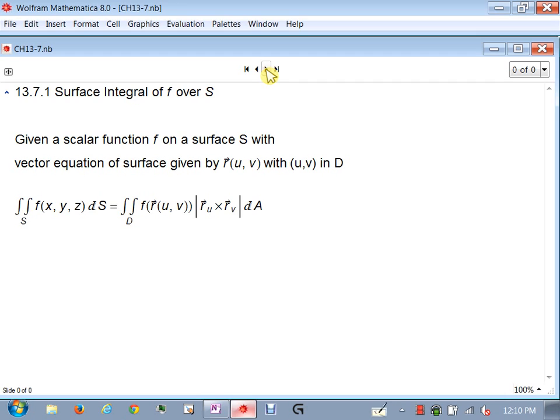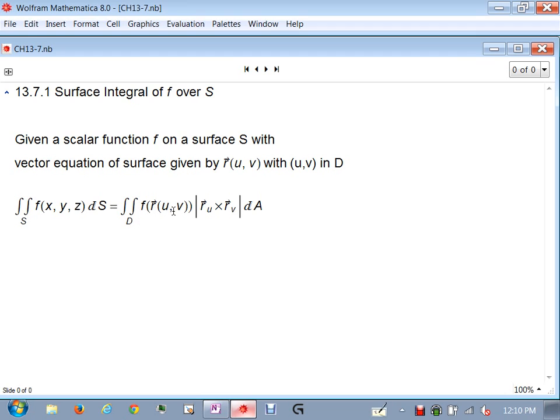So that's the definition. Given a scalar function, we start with scalar functions, then we'll get to vector functions. If you're given a scalar function f on a surface S with the vector equation of the surface given by r(u,v), so we have the parametric representation of the surface, and u and v are restricted to some domain D, then the surface integral of f over S with respect to surface area is the double integral over D of f of r(u,v).